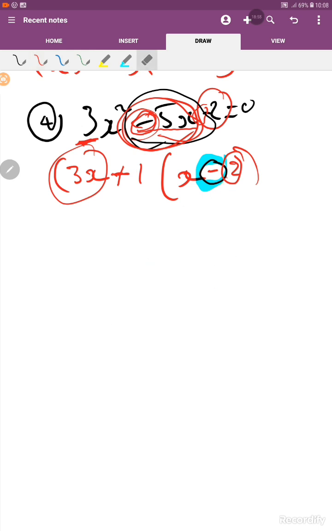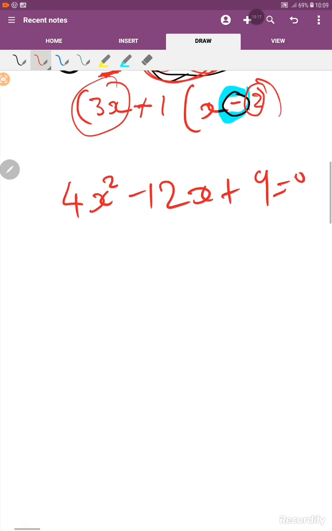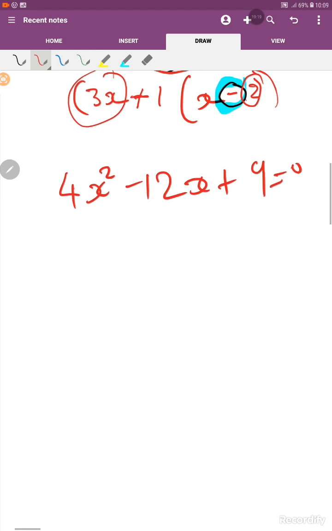Bye. All right, let's go to our 5th equation. This is the last one. On the last equation, we have 4x squared minus 12x plus 9 equal to 0.